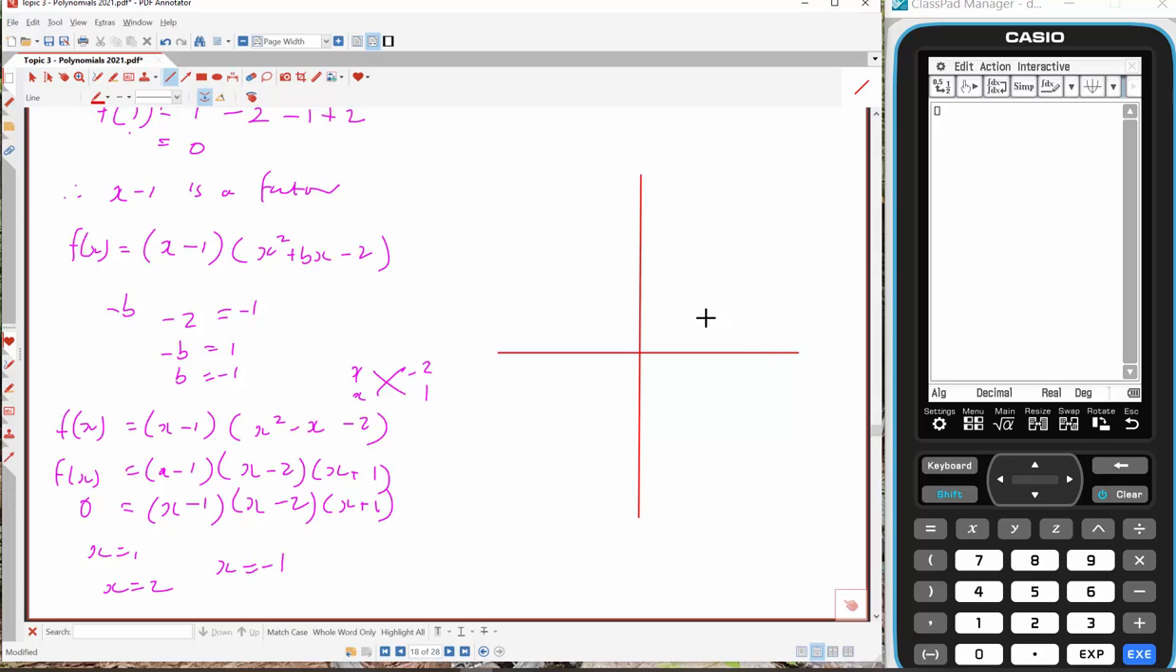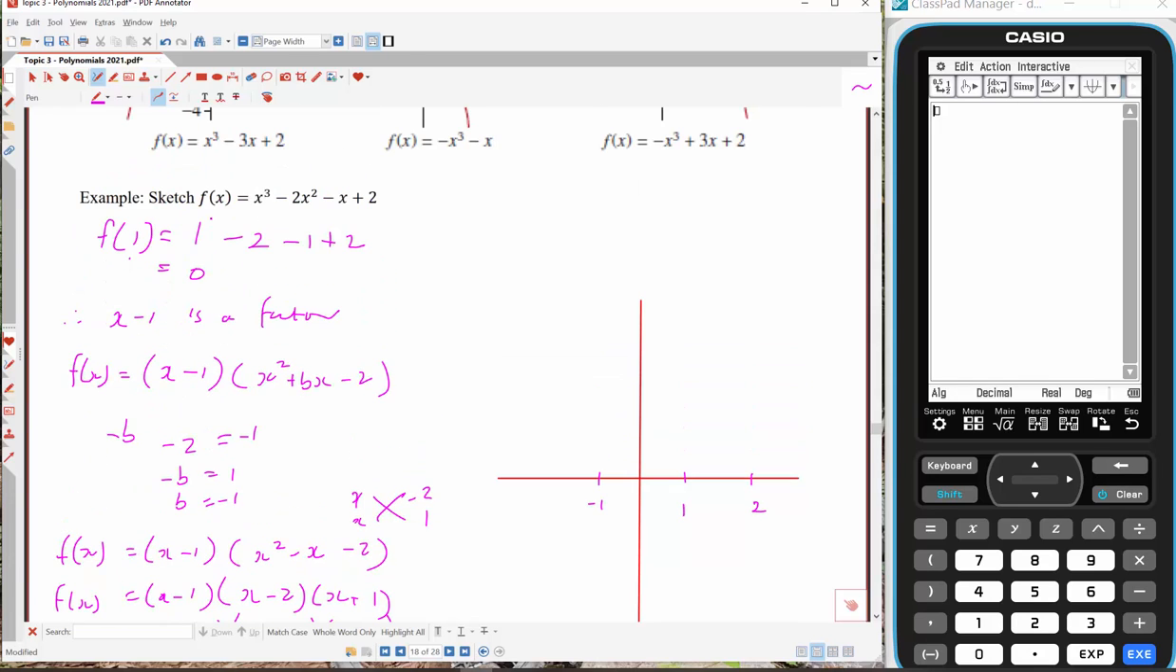And there. Alrighty. So we've got -1 there, 1 there, and 2 there. My y-intercept is +2, so somewhere up there. So we don't need a sign diagram for this. This is a positive cubic function, and we're going to note that positive cubic functions always start with a positive gradient like that.